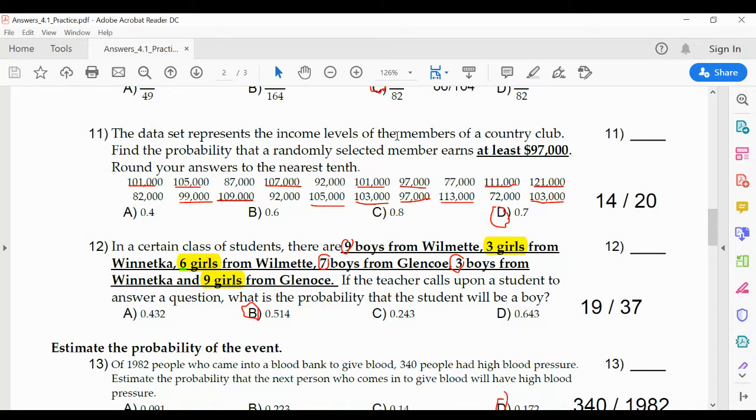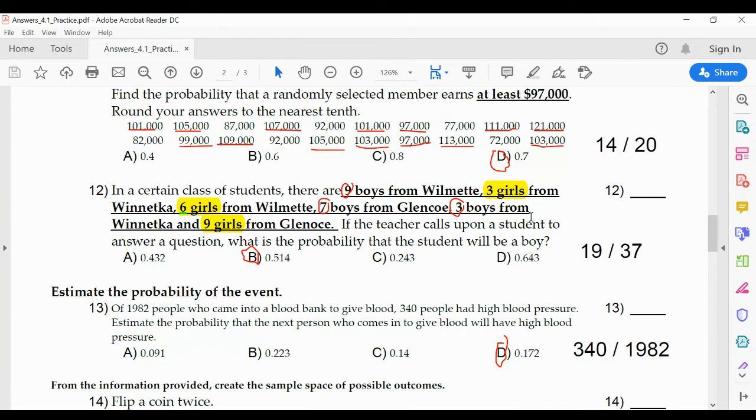A data set represents income levels of the members of a country club. Find the probability that a randomly selected member earns at least 97,000. Well, favorable over total. I count 20 different yearly salaries here. Out of the 20, how many were favorable? How many were at least 97,000? Well, it's a total of 14. You see them underlined in red. Those are all at least 97 and above. Favorable is 14, total is 20. 14/20 expressed as a decimal is 0.7.